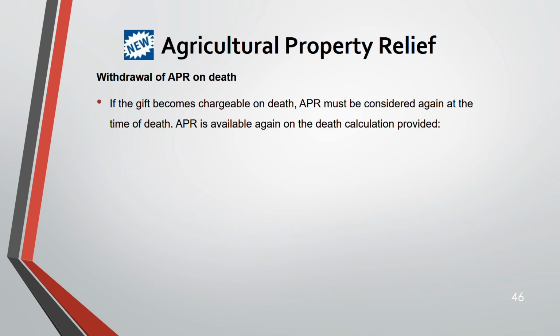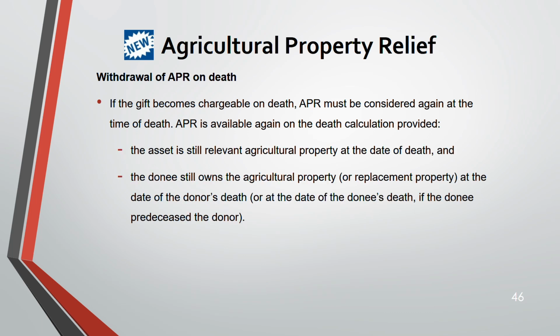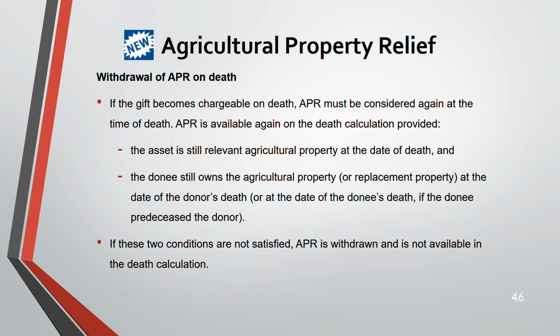Now, if the gift becomes chargeable on death, APR must be considered again at the time of death. So all of this is repetition. Before it was BPR, now it's APR. So again we'll calculate APR on death, provided the asset is relevant agricultural property at the death and the donee still owns the agricultural property or replacement property at the date of the donor's death, or at the donee's death if the donee dies before the donor. Same as BPR, if these two conditions are not satisfied, APR will not be given in that calculation.